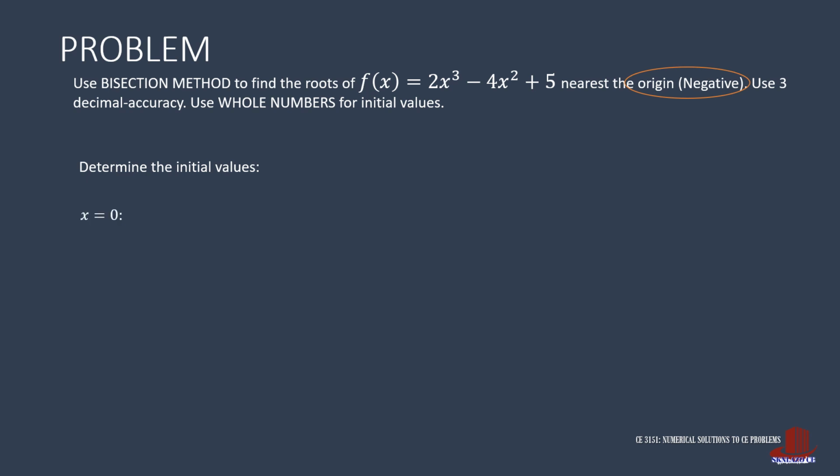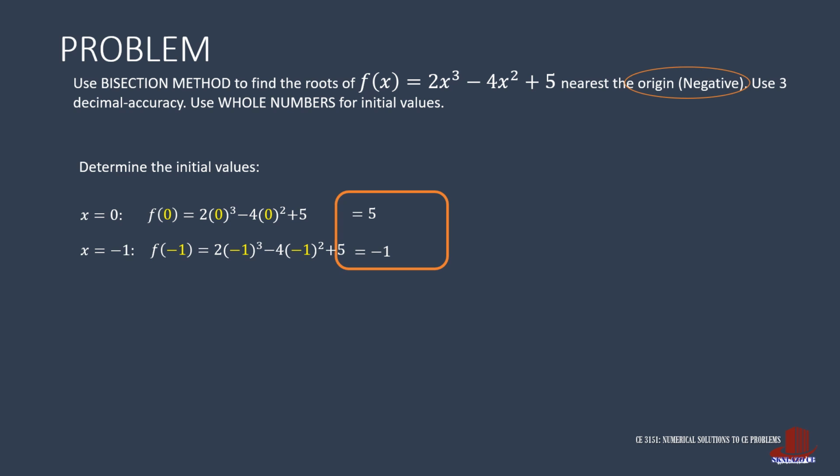So we try x of 0. The function then becomes 2 times 0 cubed minus 4 times 0 squared plus 5. This is simplified as 5. When x is plugged in as negative 1, the function turns into 2 times negative 1 cubed minus 4 times negative 1 squared plus 5, which is negative 1. We got a sign jump.